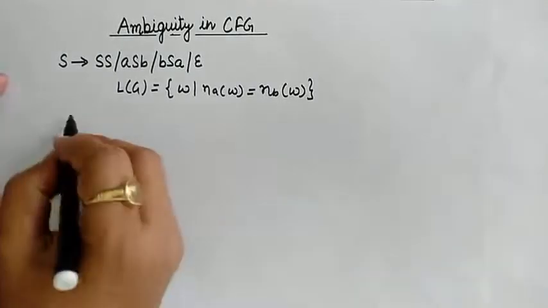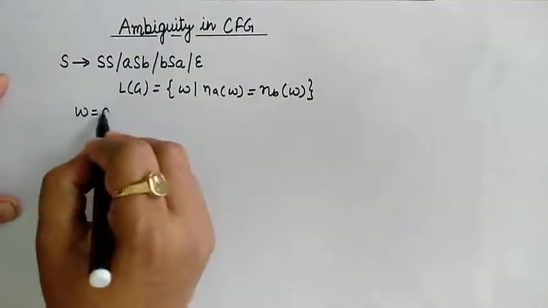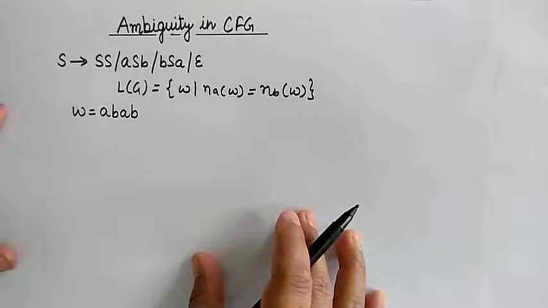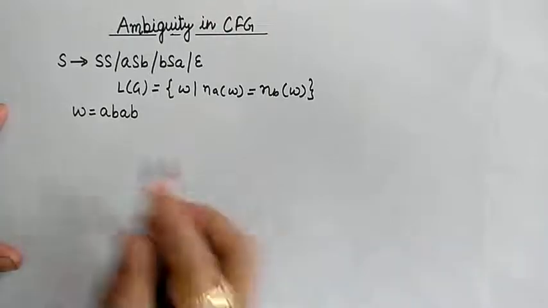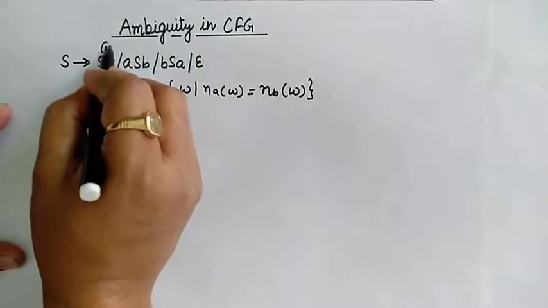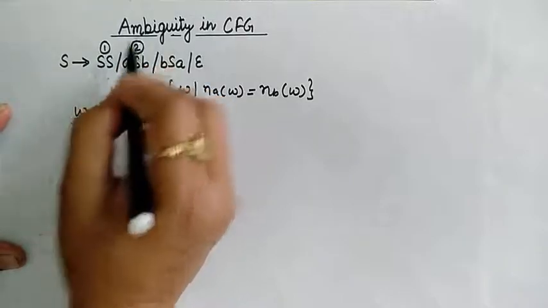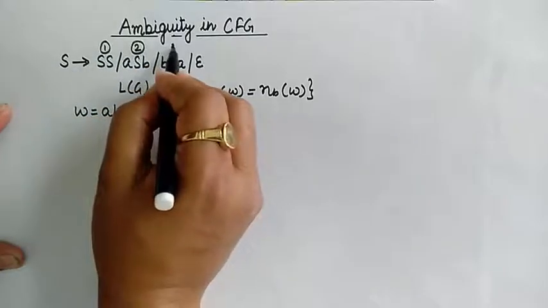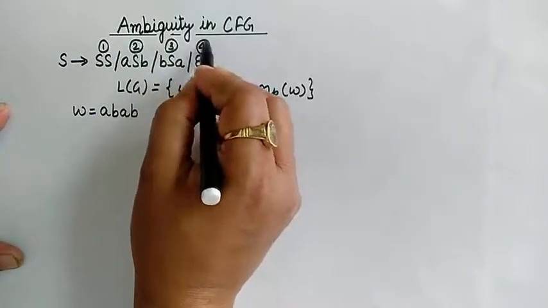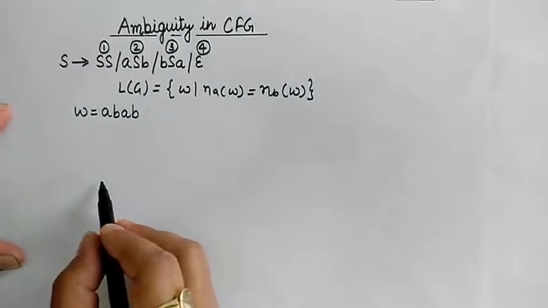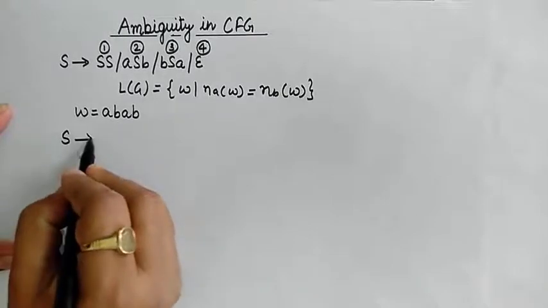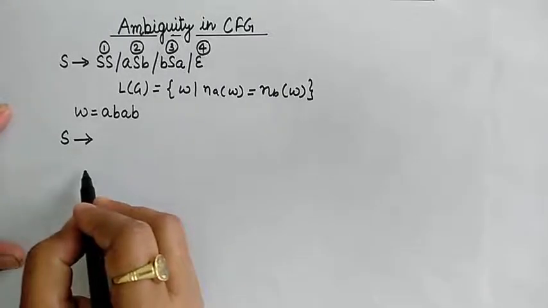And suppose we take a string, let's say AB, and I want to derive this string using leftmost derivation. So suppose this is production number 1, this is production number 2, S → ASB, this is production number 3, let's say S → BSA, and S → epsilon is production number 4. So suppose I want to derive this string using leftmost derivation, so we will start the derivation with the start variable S in this case.